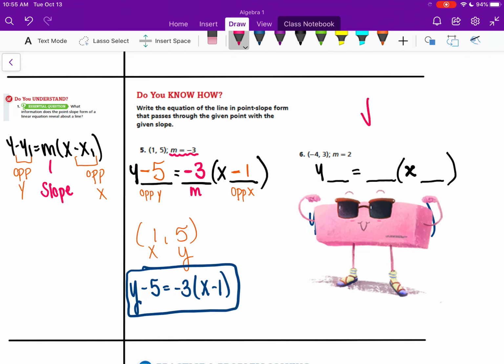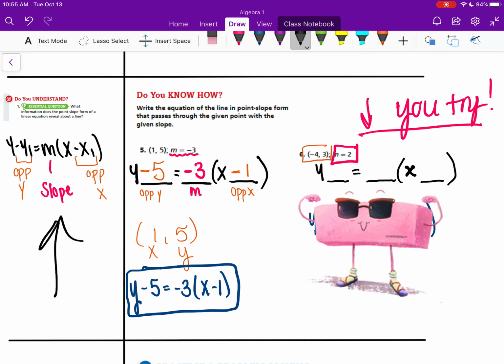So now look at number 6. You try it. I've given you the blanks. You try to fill them in. They give you your point. They give you your slope. So use that point slope form.